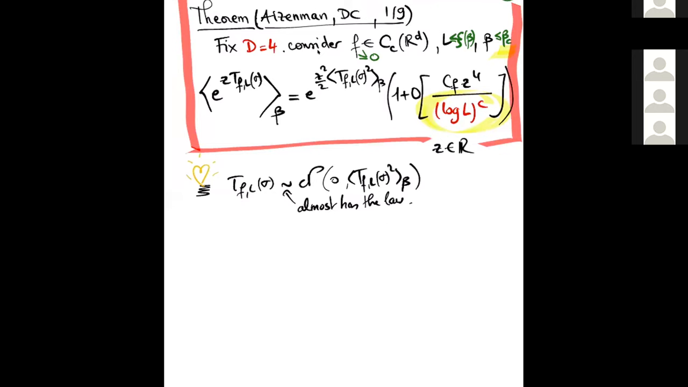So let me comment a little bit on the history of this theorem, and in particular, what happens in other dimensions. I'm not going to discuss dimension one because I'm not interested in it. So let's start with dimension two. And in dimension two, I should say this theorem is wrong. So this would be wrong.